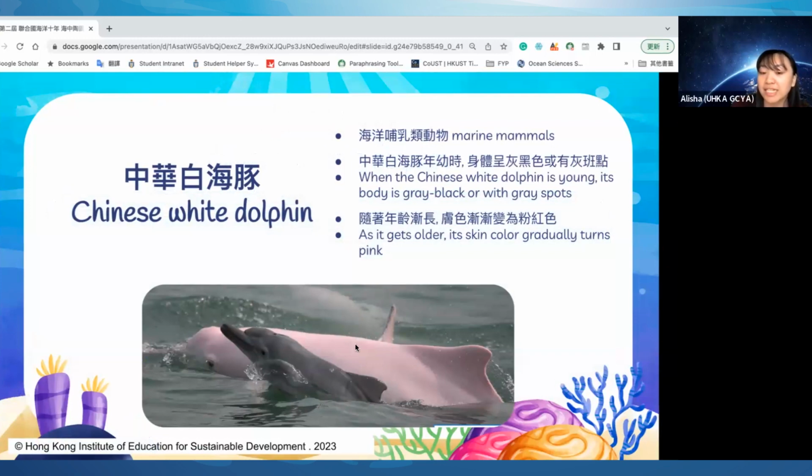What is their difference in terms of size? The pink one is larger. Yes, the pink one is larger. So she is probably the mother of the smaller one. When the Chinese white dolphin gives birth, the baby's skin color is gray. But as they get older, their skin color will turn pink gradually, and therefore we can tell their age by using their skin color. So if we see a Chinese white dolphin with a purely pink color, we know that he or she is already an adult.